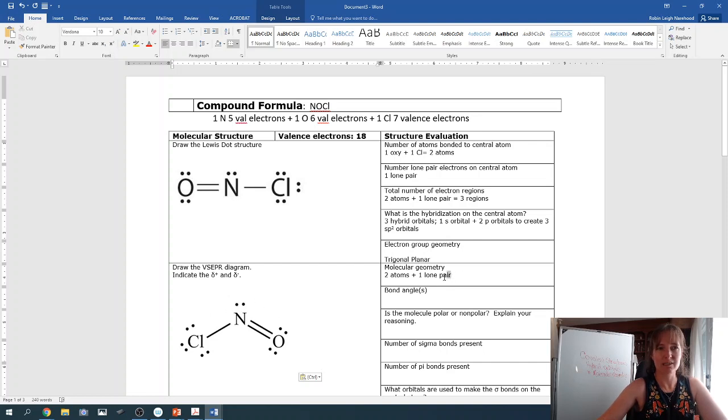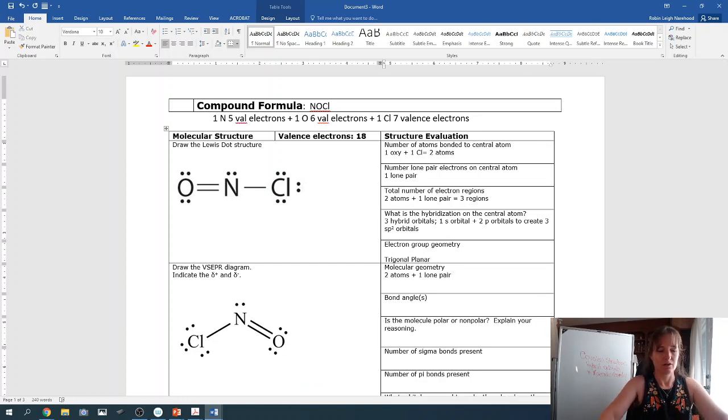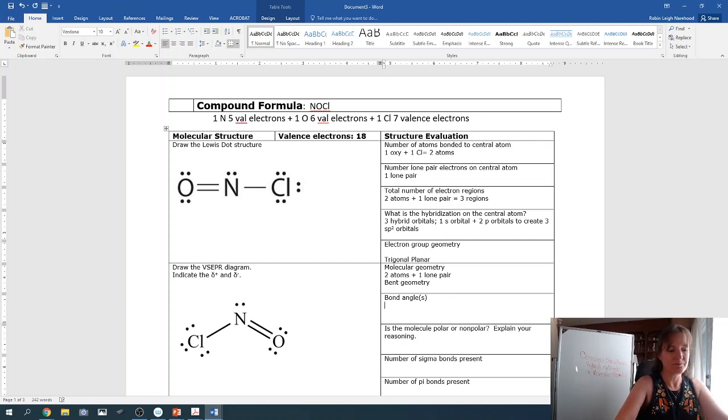But the lone pair is just mostly empty space. And so because it has 1 lone pair, the only thing you would see is this molecule here where you have chlorine, nitrogen, and oxygen. And so it would have a bent geometry, just a bent shape, because this upper region you cannot see. The bond angle is about 120 degrees.